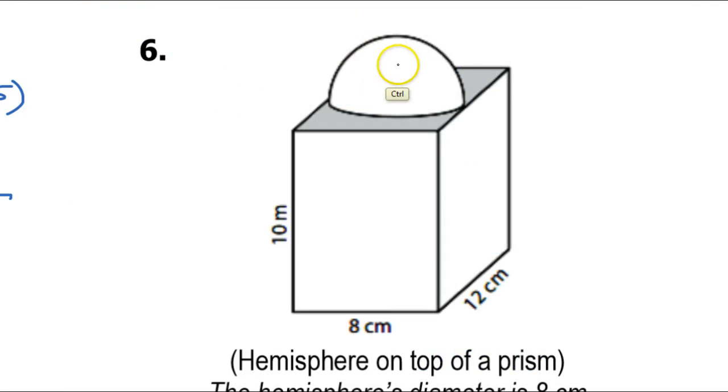For number 6, we have a hemisphere on top of a prism. So I will consider this to be volume 1 for the hemisphere, and I will call the prism volume 2, and I will find these separately, and then I will add them up. So here I go. Volume 1. The volume of a sphere is 4/3 pi r cubed. That's the volume of a sphere.